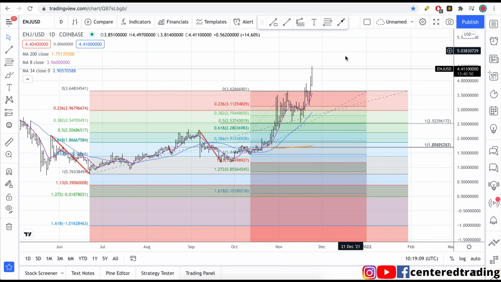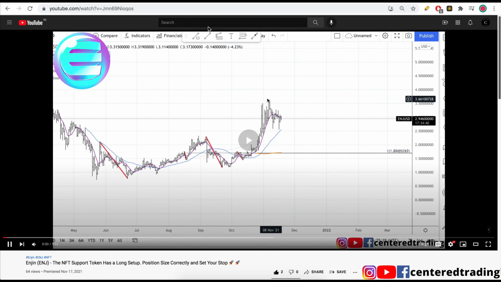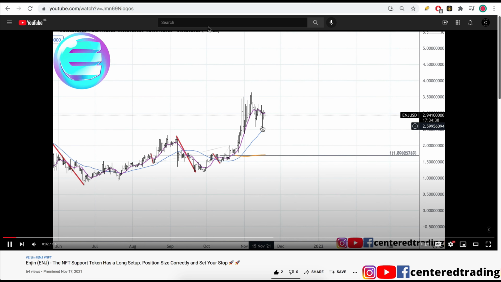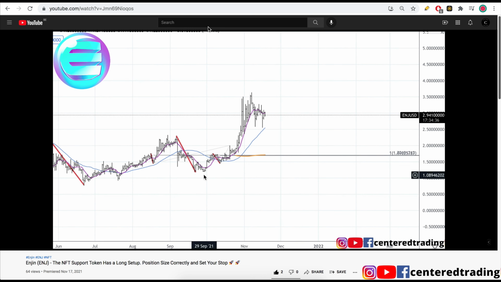Enjin on the daily chart, we have a very nice move to the upside. Back on the 17th, I made a video on this. Let's go through it real quick. On the daily chart, small little pullback here. We're looking for symmetry support. Looking at the history of this chart, looking for other pullbacks with similar dollar amount.